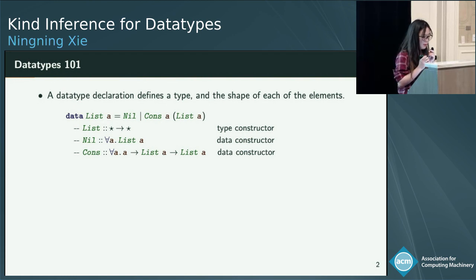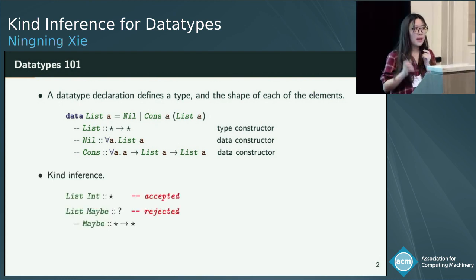Getting the kind of a data type is done using one central component in data types, that is kind inference. Kind inference is important because only if we know that the kind of list is star to star, we know that types like list int should be accepted, while types like list maybe should be rejected.